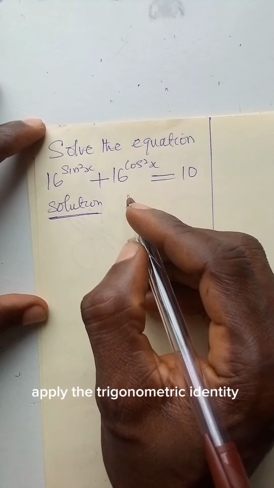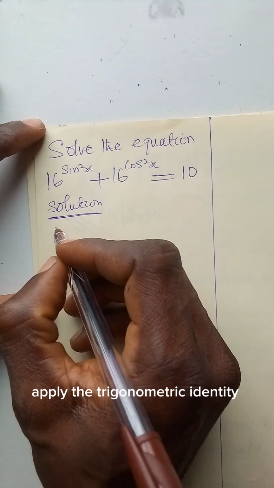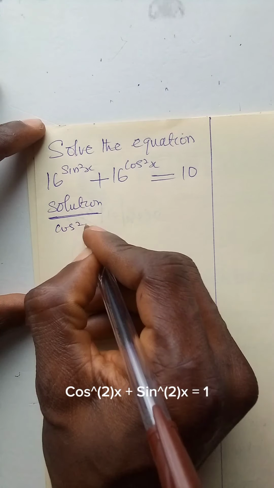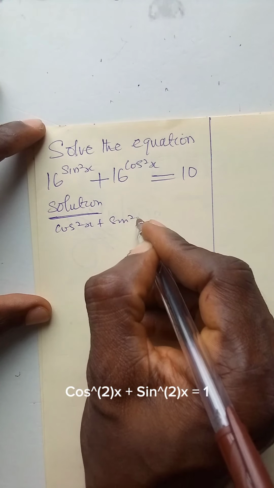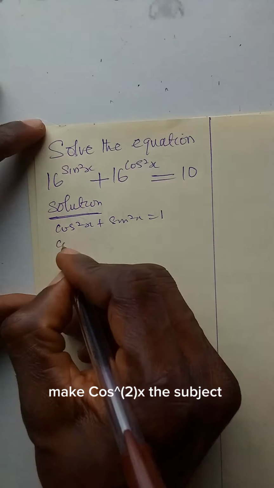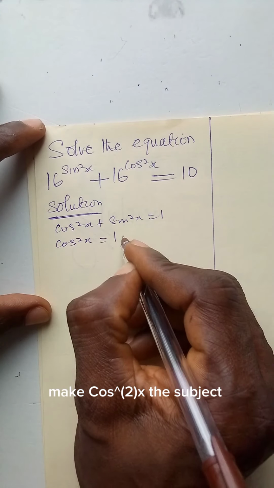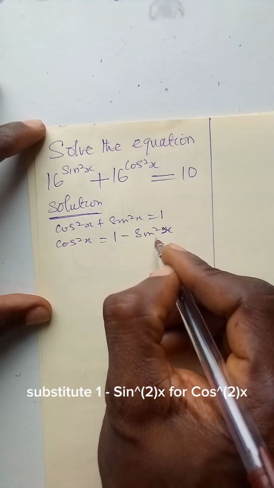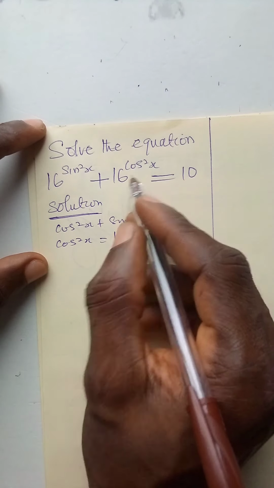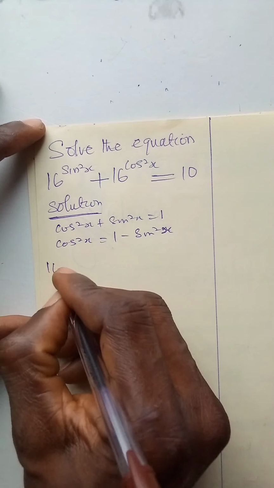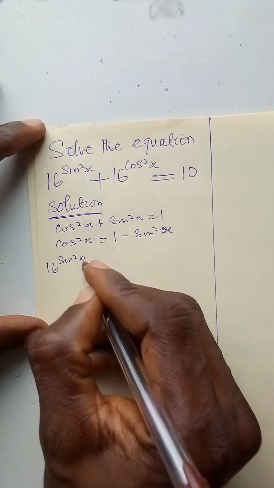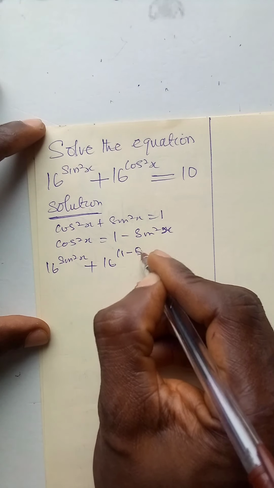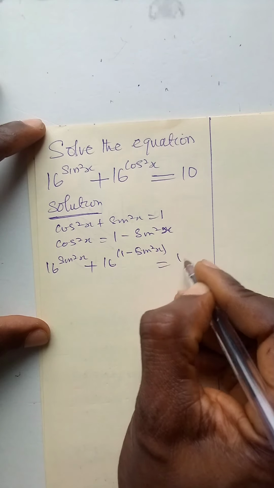For us to solve this equation, we need to remember or apply a trig identity, which is cos squared x plus sine squared x is equal to 1. So if we make cos squared x the subject, we'll have 1 minus sine squared x. So we'll replace cos squared x in the original question with 1 minus sine squared x. So it becomes 16 to power sine squared x plus 16 to power 1 minus sine squared x is equal to 10.